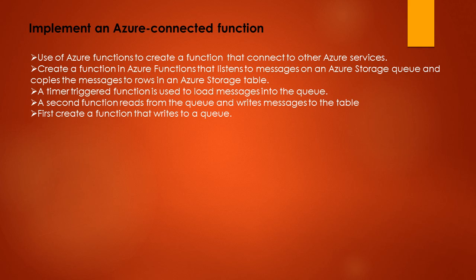In this course, we will study how to create a function in Azure Functions that listens to a message on an Azure Storage Queue and copies the message to rows in an Azure Storage Table. A time-triggered function is used to load messages in a queue. A second function reads from the queue and writes messages to the table. One function is written in JavaScript and the other in C# script. This demonstrates how a function app can have functions in various languages. Let's get started with creating a first function that writes to a queue.